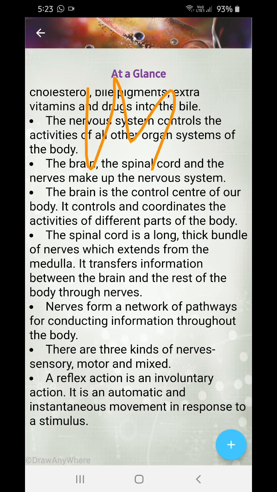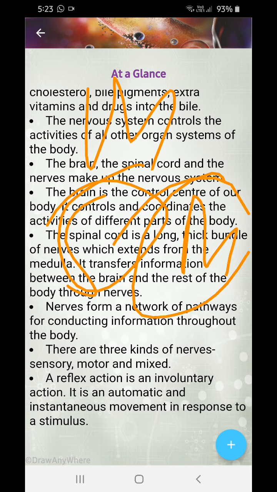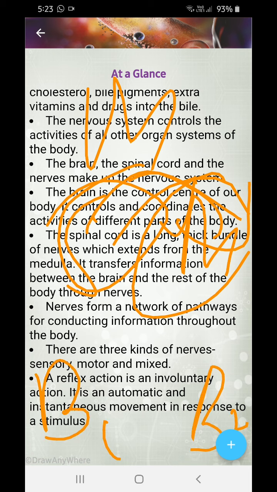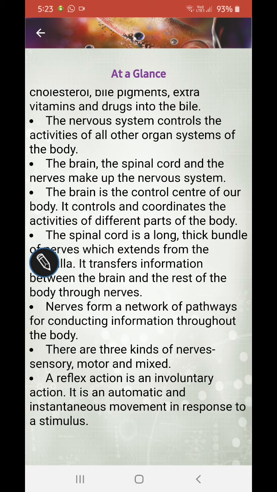And mixed is a combination of sensory and motor nerves. That means both carry signals, both directions. Suppose the brain and the body, they are reversed. Means both the things happen in mixed nerves.